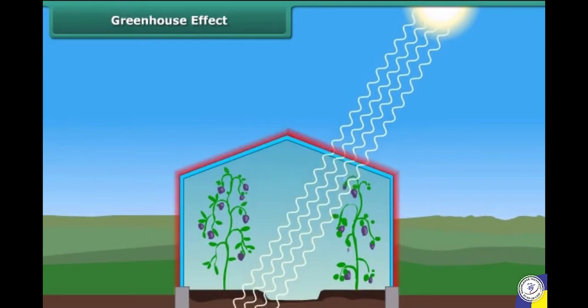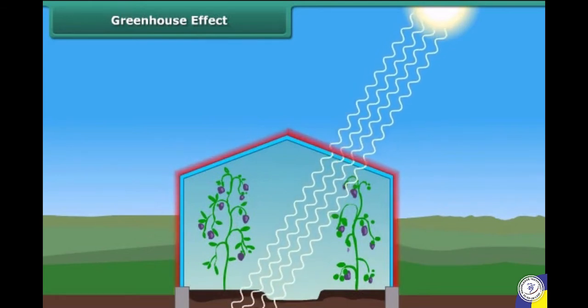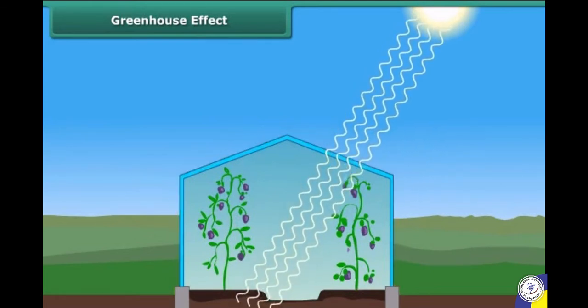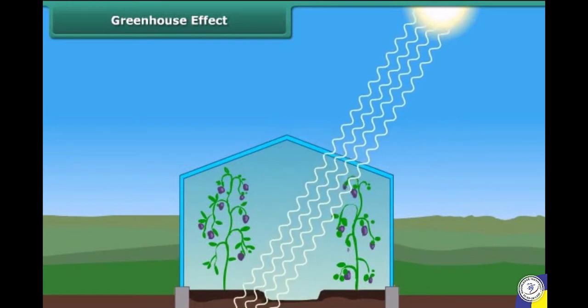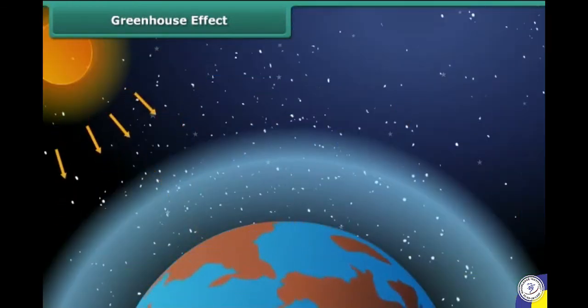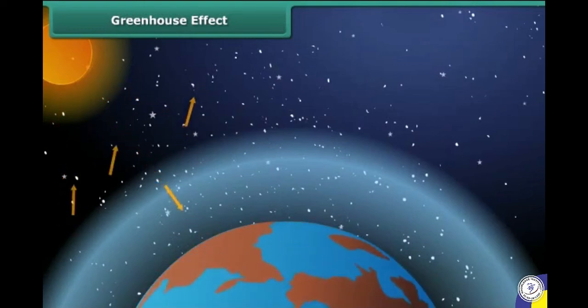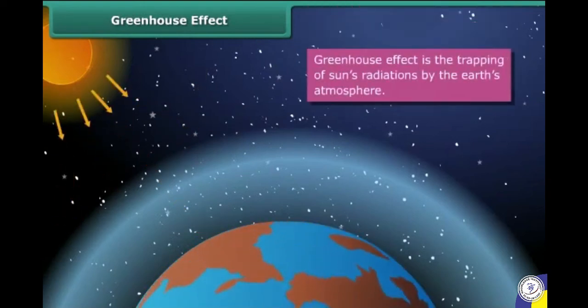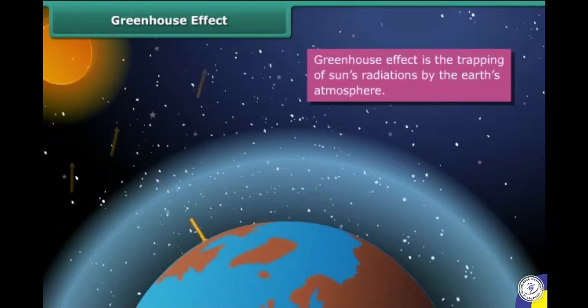Similarly, the greenhouse gases like carbon dioxide, methane, and nitrous oxide in the atmosphere act like glass panes. When the sun's radiation reaches our atmosphere, some rays are reflected back into space and some are trapped by greenhouse gases, causing the atmosphere of the Earth to warm up.